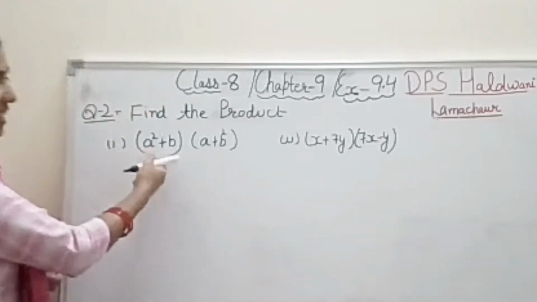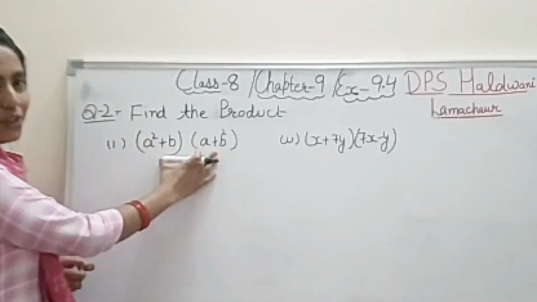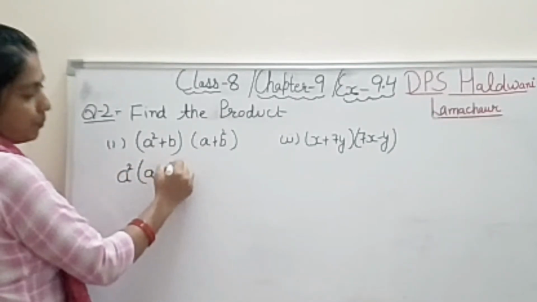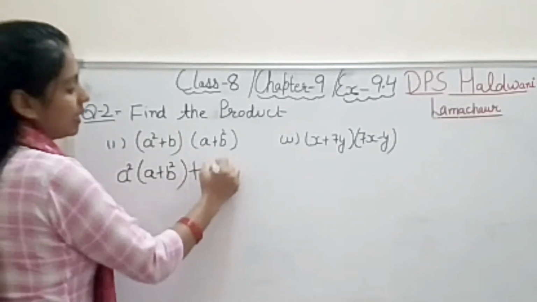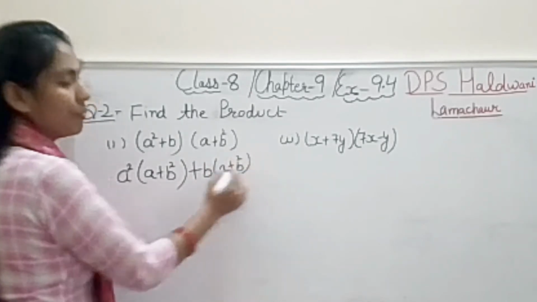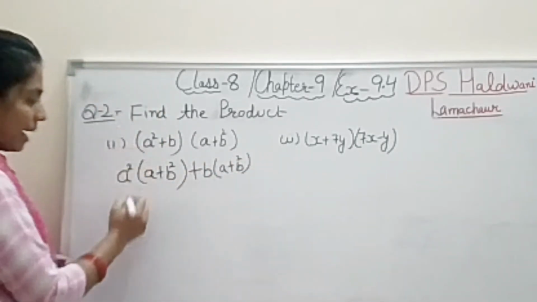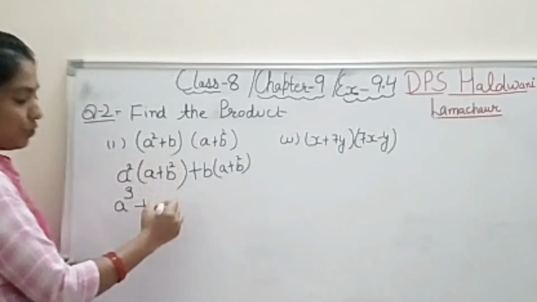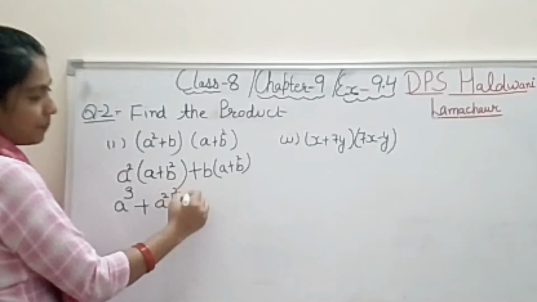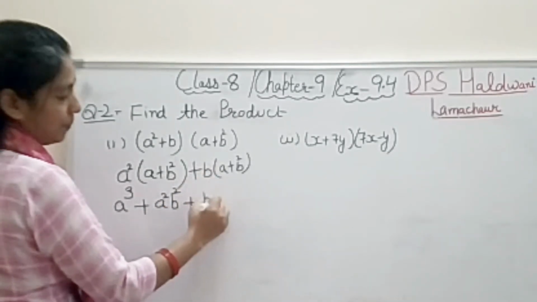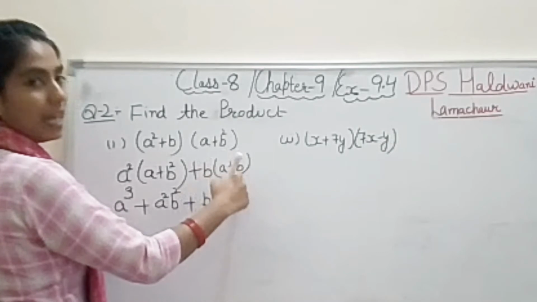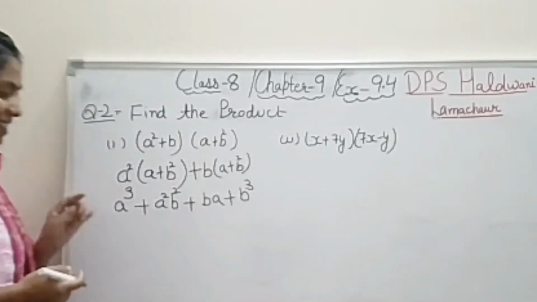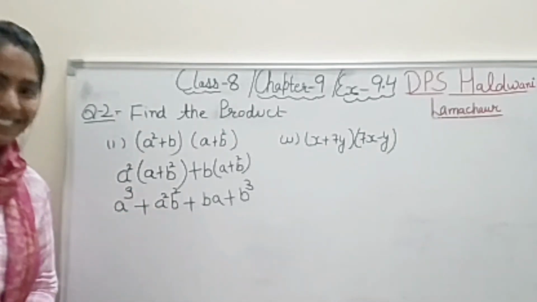Okay, so let's start. A square plus b, we have binomials in the bracket. So the first term will multiply with both the terms, and similarly the second term will multiply with both the terms. First step. Second step, open the bracket. A square into a cube, plus a square into b square, plus b into a, plus b into b square, that is b cube. That's it, students. So this is the answer only, right?